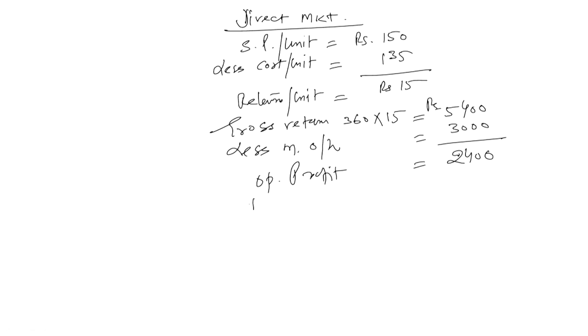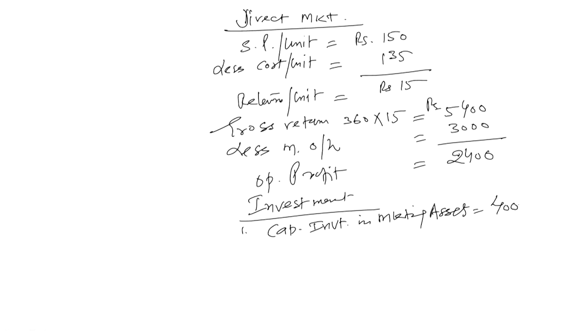Now we talk about the investment part. How much investment are we going to make in case of the direct channel? We are not talking about the manufacturing investment that is already made, that 20,000 rupees, which is common in both channels. When we sell directly in the market, what additional investment are we going to make? First is the capital investment in the marketing assets. We have assumed that we are going to spend an extra 4,000 rupees to create the marketing assets or the exclusive stores.